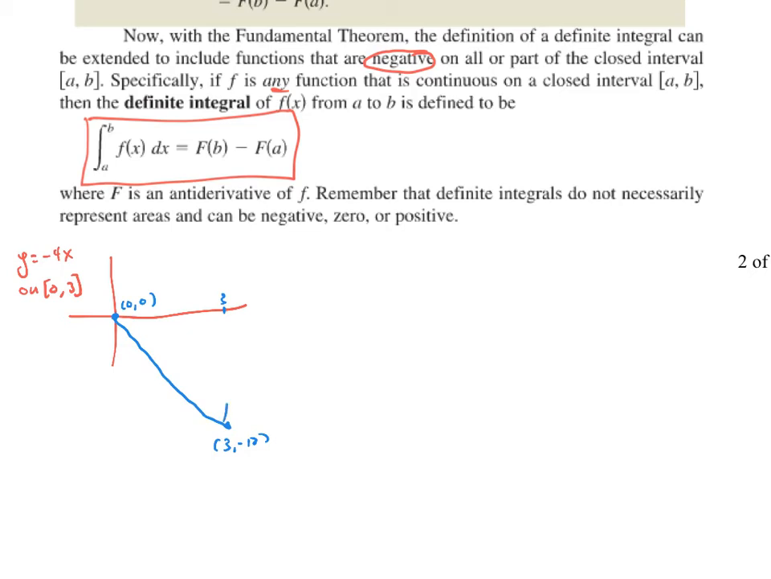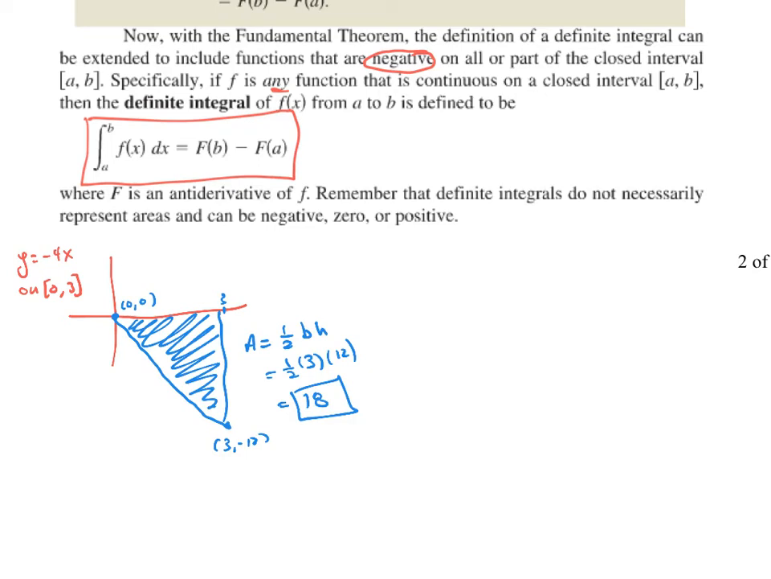And when I plug this in, I still get a shape that's a triangle. And if I found the area of this shape, it would still be 1/2 base times height, which would still be 1/2 times the base of this is 3. The height of this is still 12. So this would still be an area of 18 units squared. But let's try it by doing the integral.